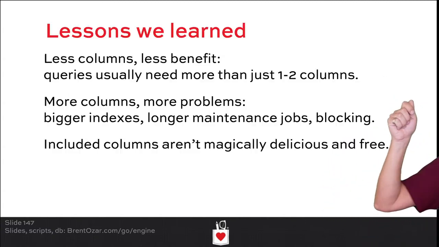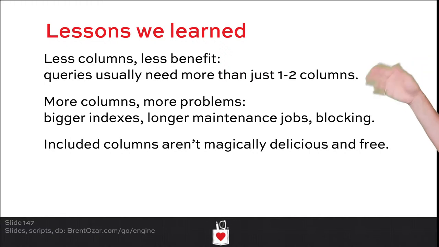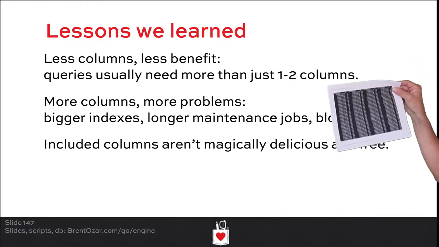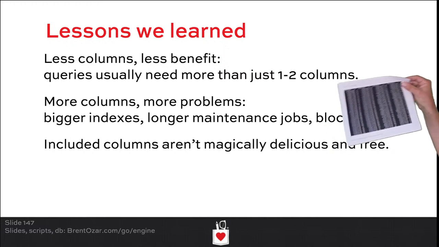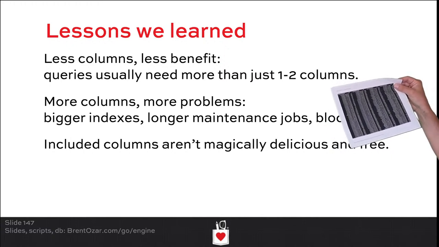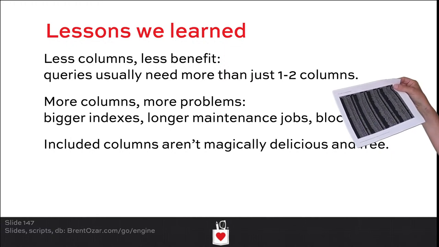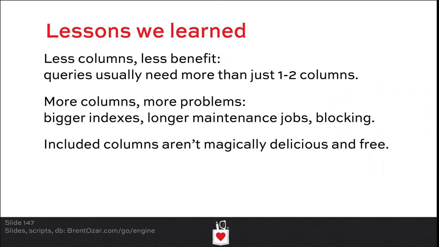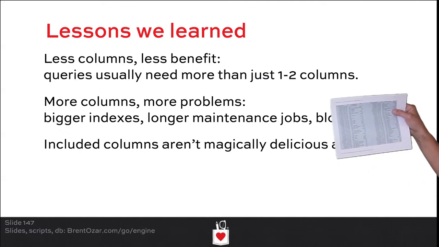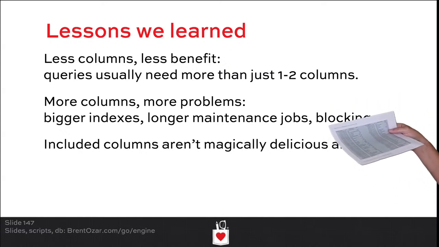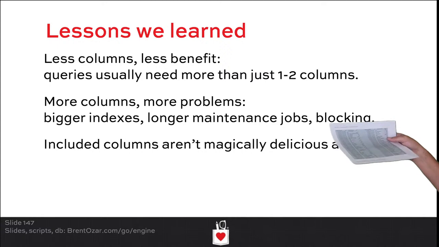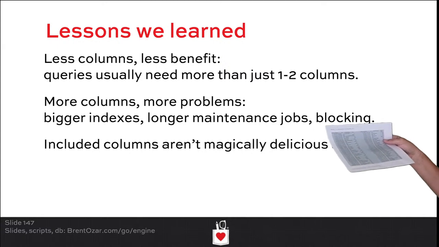So what we learned inside this last module was that the fewer columns I have on an index, the less beneficial my index is. When I had the index that was just on last access date and ID, that wasn't very helpful for me because I was constantly doing key lookups and then having to flip over to table scans. Now, bigger indexes with more columns help more queries, but then I have to be aware that I have to deal with longer maintenance jobs and I can run into blocking.